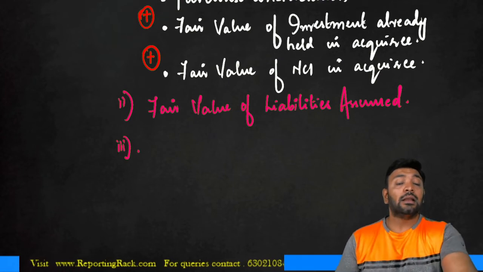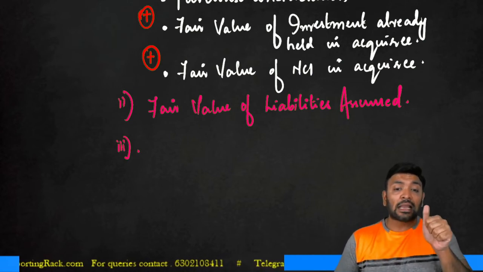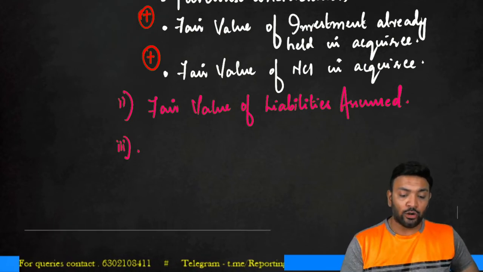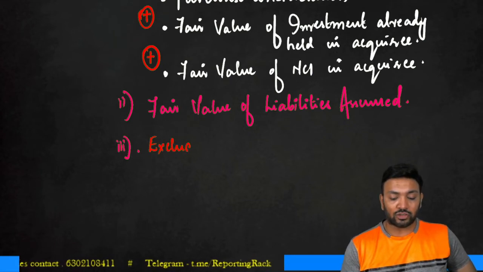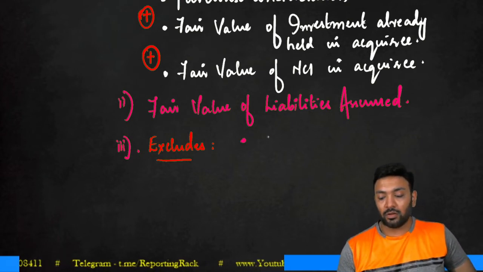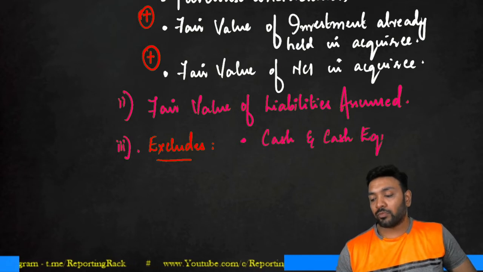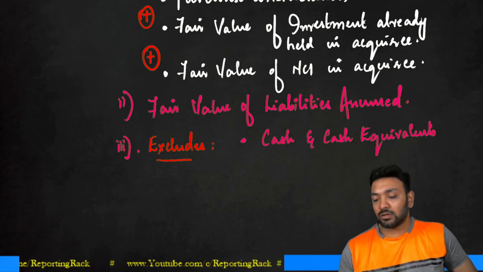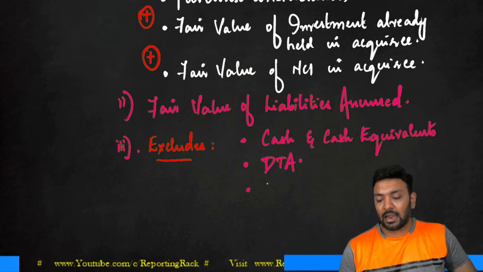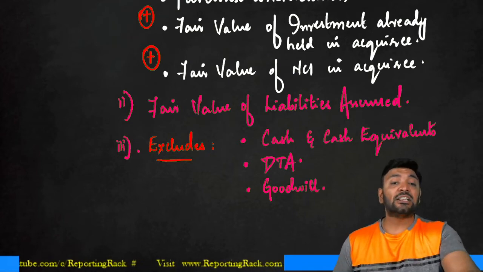Part 3 is talking about exclusion. What should be excluded? The exclusion is basically for cash and cash equivalents, your deferred tax asset and goodwill. It excludes three things. First one, cash and cash equivalents. Second one, deferred tax asset, which we have determined as per Ind AS 12. And finally, goodwill. These three should be excluded.